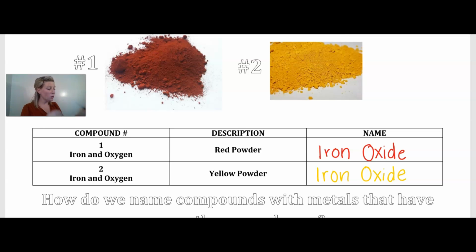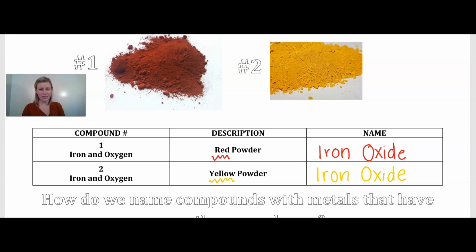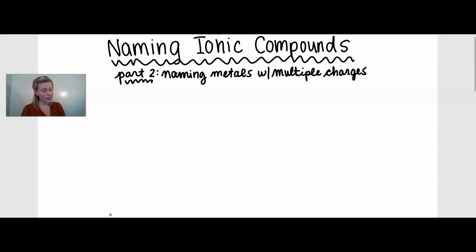We note that it's problematic because these two compounds have distinctive properties, these distinctive red and yellow colors. Because they have those distinctive properties, they each need their own name. So what we need to talk about in today's lesson is, one, what makes iron so special, and two, how do we name these so that they have distinctive names? I'm going to flip back to my notes sheet so that we can take a look at the notes here.